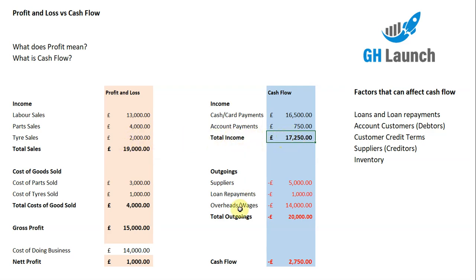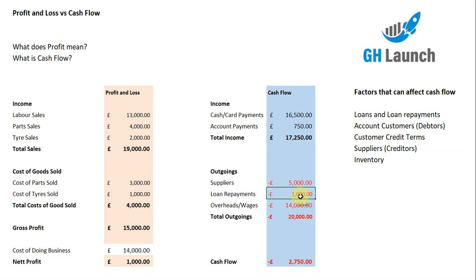So let's take a look at their outgoings. £5,000 out to suppliers, £1,000 out to loan repayments, and then the business overheads and wages. So a total outgoing of £20,000. So the monthly cash flow, they actually lost £2,750 this month, even though they net profited £1,000. So the key difference being was they did a lot of account work which had payment terms which have not been paid for, and you can see that they have a loan, so they've had to pay for a loan.